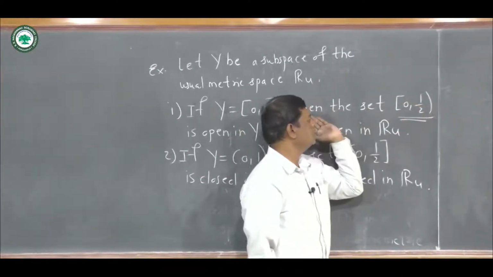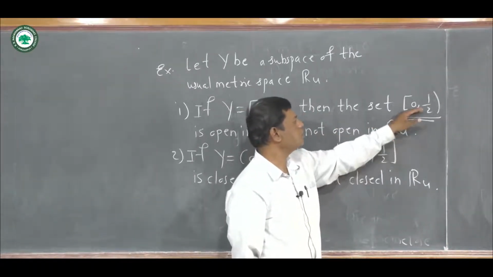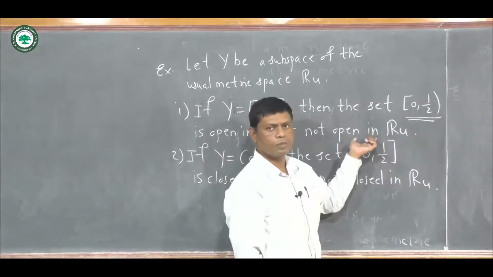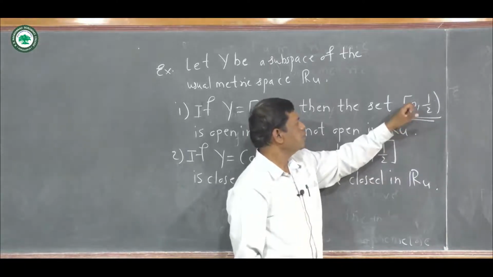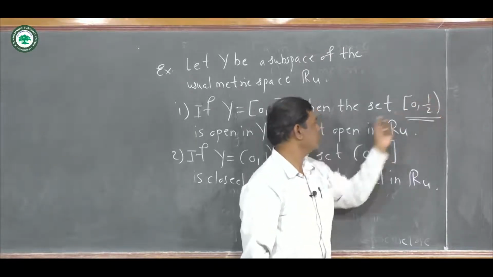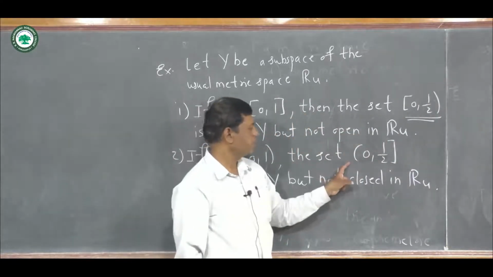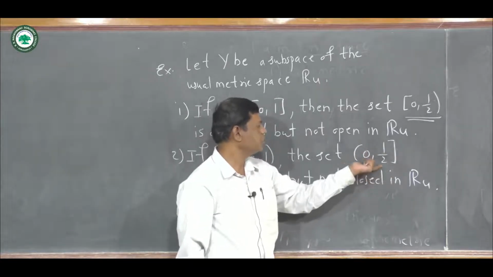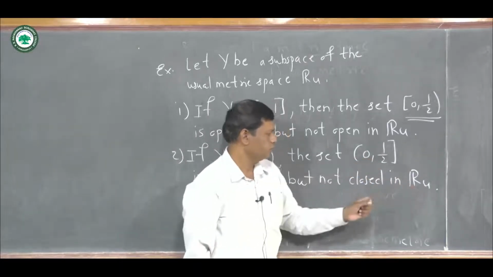Now this set is open in the subspace but not open in the usual metric space R_u, because this is not an open interval. In the usual metric space, open intervals are the open sets. Now this is not open because here we have the closed-open interval 0 to 1/2, so that's why this is not open in R_u. Now this set, the closed-open interval 0 to 1/2, is not a closed interval here, so that's why this is not closed in the usual metric space R_u.